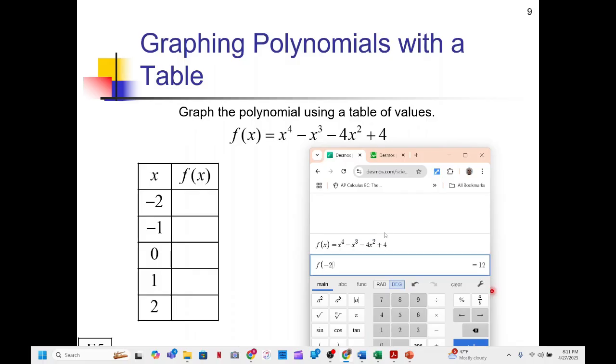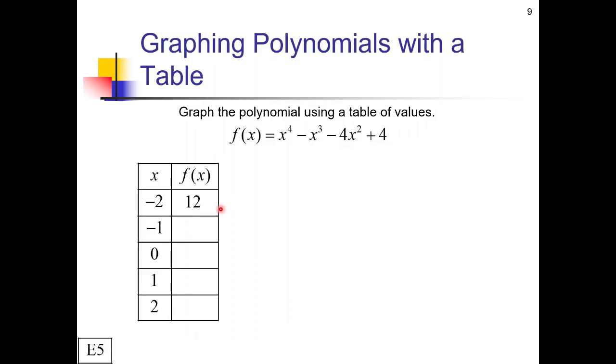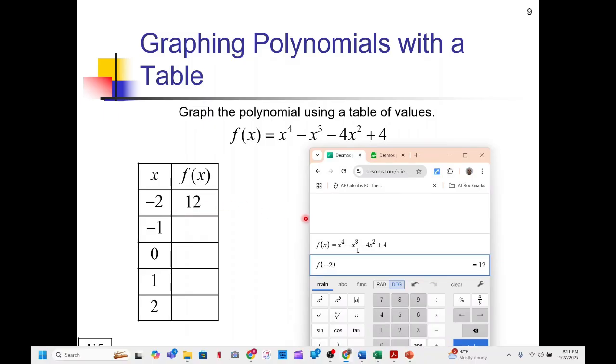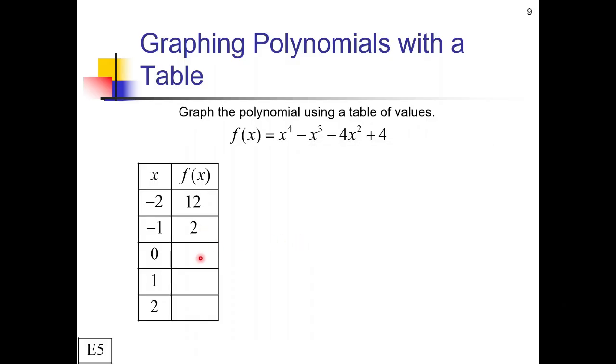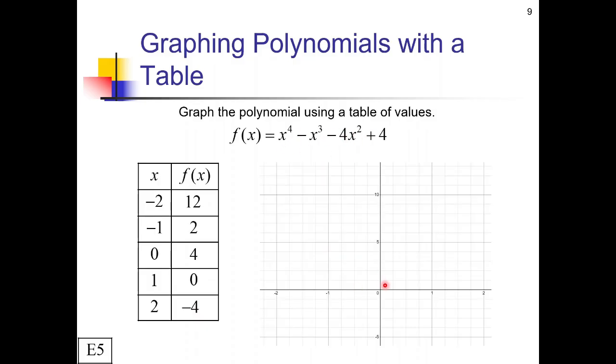Plugging in -2, that gives us 12. And then let me just quickly get my other values. So we've got 2, 4, 0, and -4. Nice how you can just quickly plug that in without putting it in like 3 different spots every time. All right, graphing those now. Now since I go up to 12 here, notice that my grid lines, I left enough space to go up to 12. So just kind of plan ahead when you make your grid and do your axes.